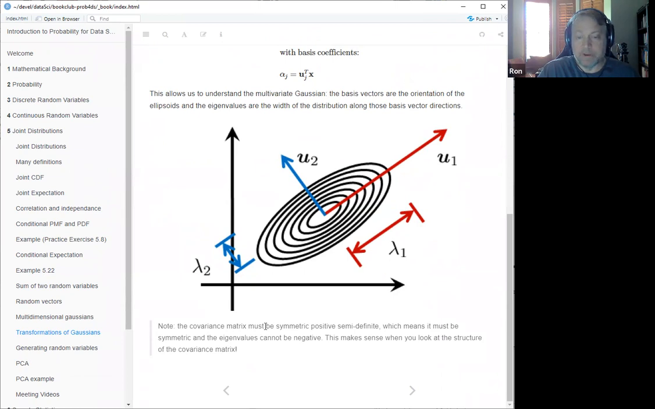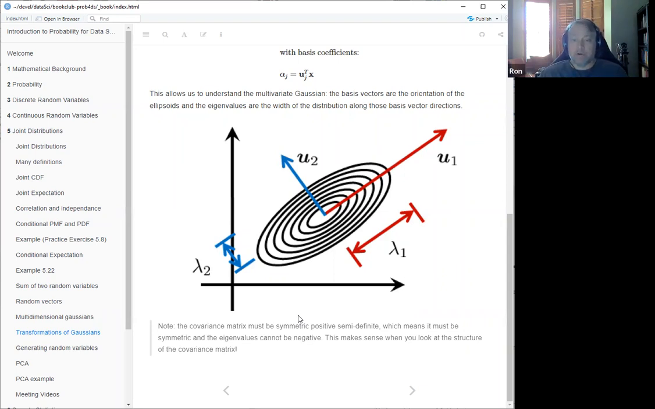This is a little technical note here: if you're going to make up your own arbitrary covariance matrix, you better make sure it's symmetric and positive definite. Otherwise, it's not going to be a very useful probability distribution. So actually, that's one use for this kind of decomposition: do it in reverse.